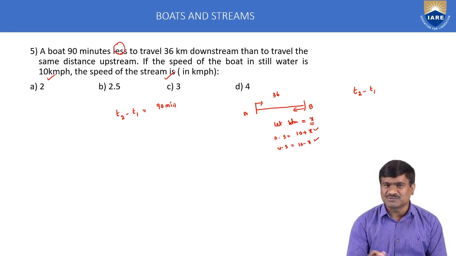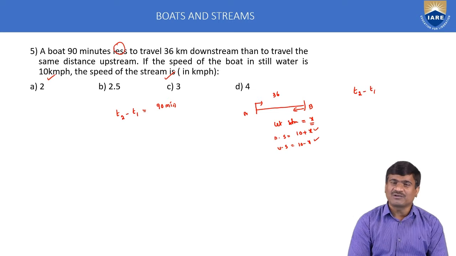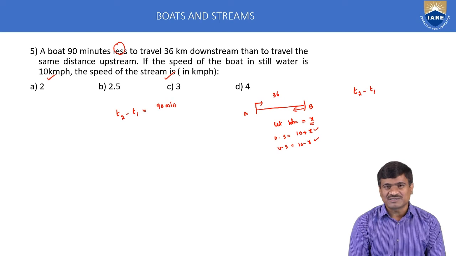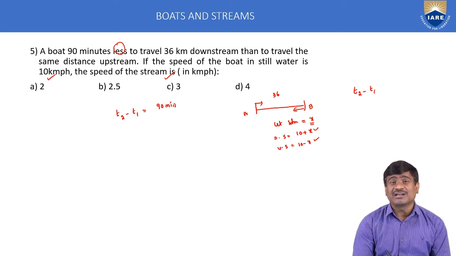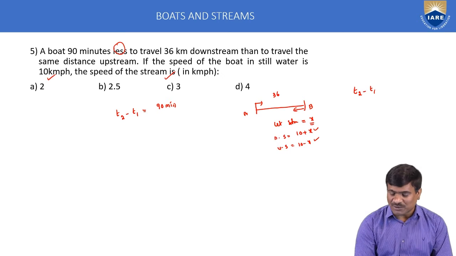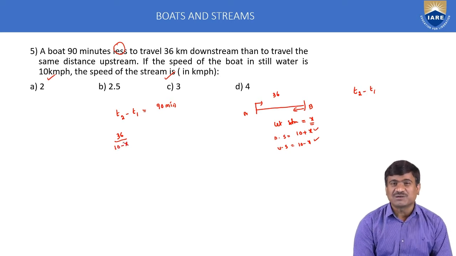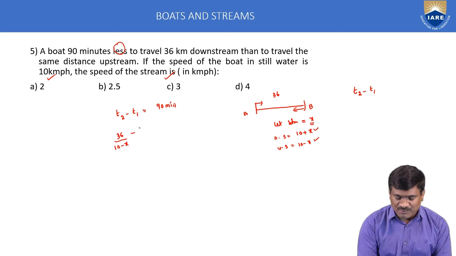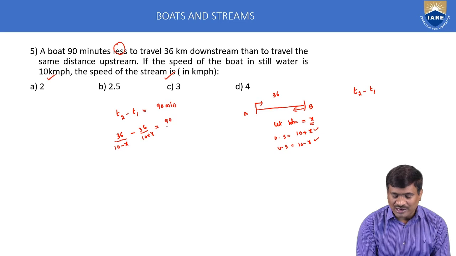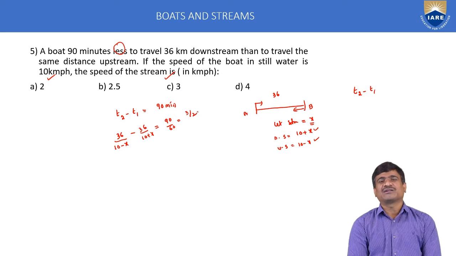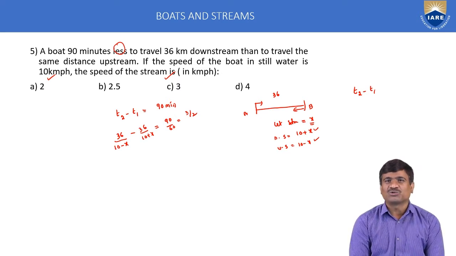Minutes convert into hours by dividing by 60, because the speed is in kilometers per hour and the time also converts into hours and points. T2 indicates upstream time, T1 only downstream time, but the distance is constant, where the distance is 36 kilometers, and the speed of upstream is 10 minus x. And T1, same distance 36, but speed 10 plus x, is equal to 90 by 60. 90 by 60 is equal to 3 by 2.